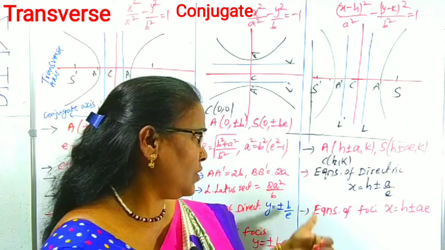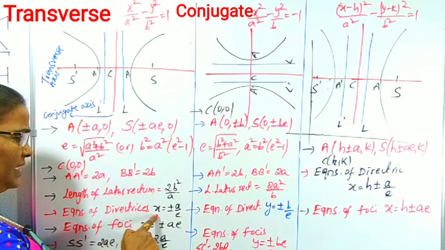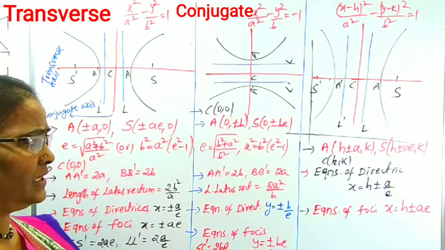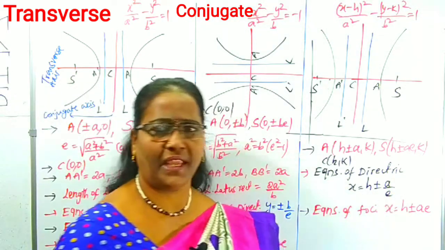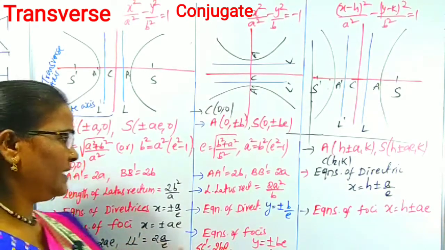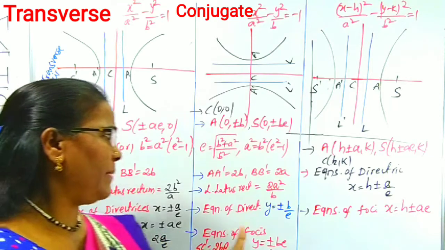Come to the equations. That's why I didn't write all this, because similar properties can be used here. Now we can concentrate on the equations of the directrices. What is the equation of the directrices here? x is equal to plus or minus a by e. We can add h here, that is x equals h plus or minus a by e. Is it clear? Now the equations of the foci, we can add h here. Here x is equal to plus or minus ae.